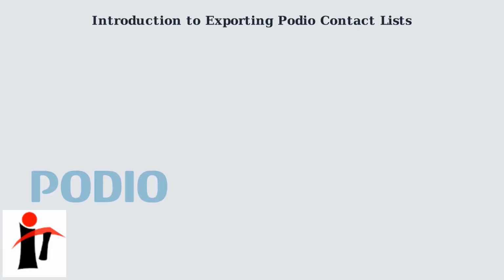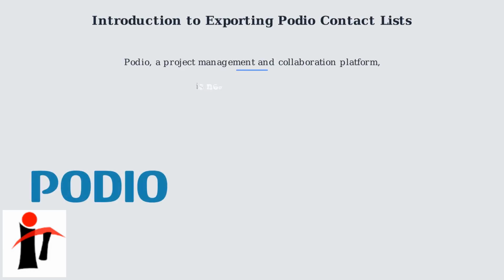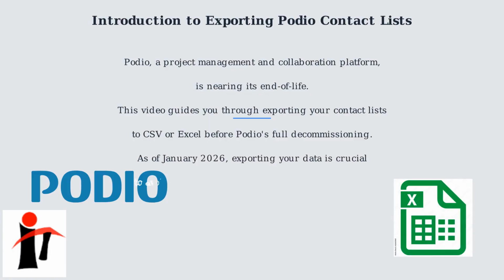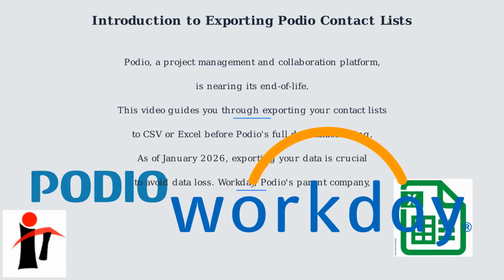Podio, a project management and collaboration platform, is nearing its end of life. This video guides you through exporting your contact lists to CSV or Excel before Podio's full decommissioning. As of January 2026, exporting your data is crucial to avoid data loss. Workday, Podio's parent company, encourages all users to migrate their data as soon as possible.